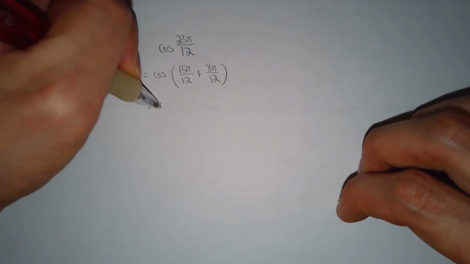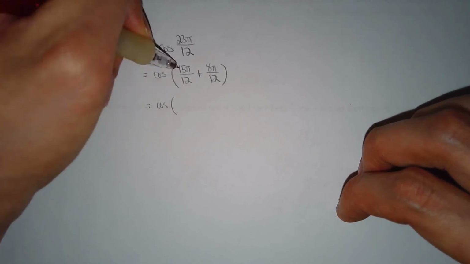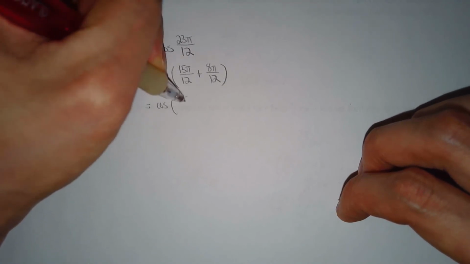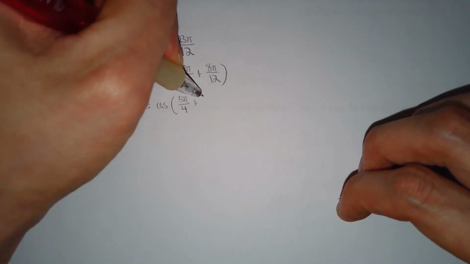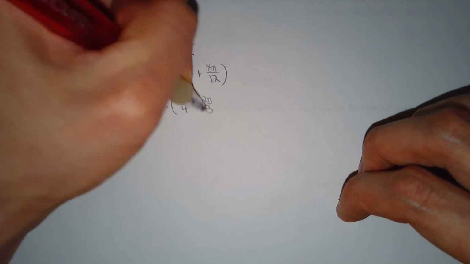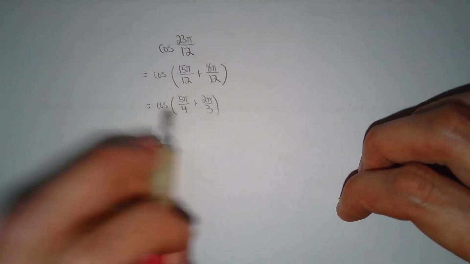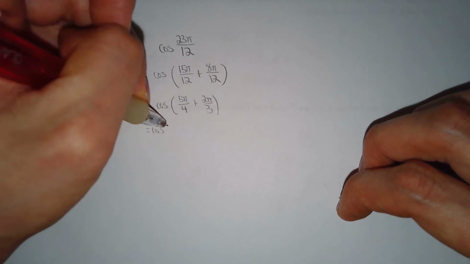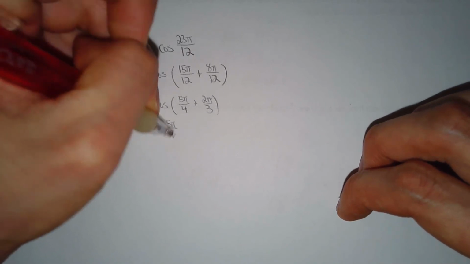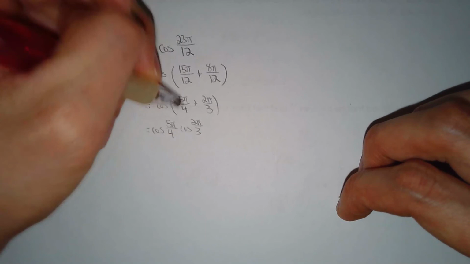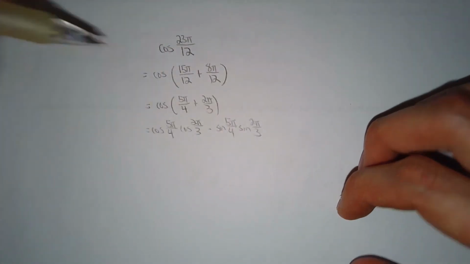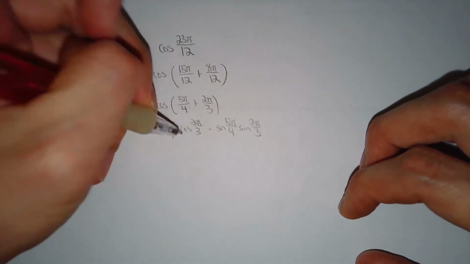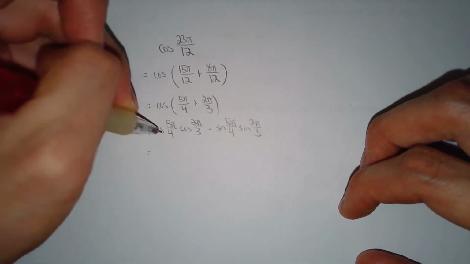Because 15 pi over 12 reduces to 5 pi over 4, and 8 pi over 12 reduces to 2 pi over 3. And I can find exact values using those two angles. So the addition formula for cosine, just have that memorized. If you derive the formulas, it will help you in terms of memorizing them. Okay, cos of 5 pi over 4.